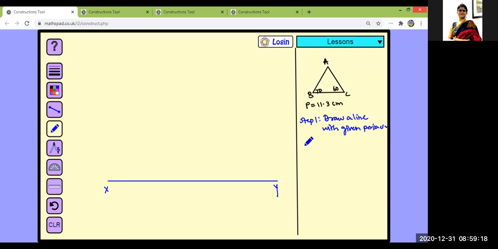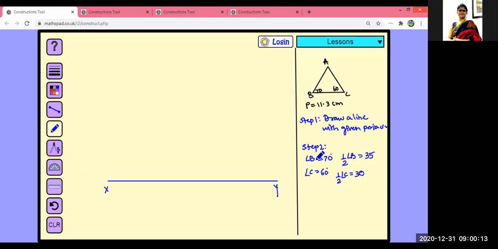Then step 2, we need to draw angles. We draw angles at both the ends. We don't draw the exact angles, we have to take half of both the angles. So find half of angle B and half of angle C. There you can see we find half of both the angles: half of 70 is 35 and half of 60 is 30 degrees.